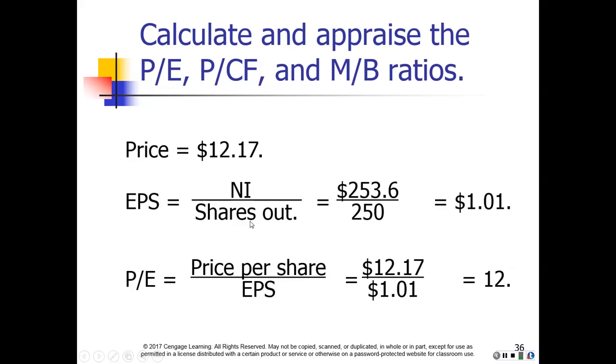But the price and earnings ratio, PE ratio, is price per share divided by earnings per share, right? Which is 12.17 divided by 1.01. I think the slide's been cut off, but 12.17 divided by 1.01 gives us 12.05 if we round it to 2 decimal places. All right, so that's the PE ratio.